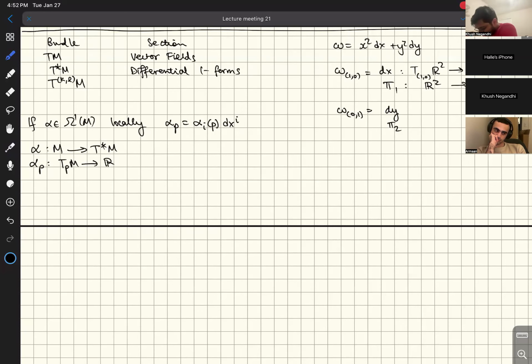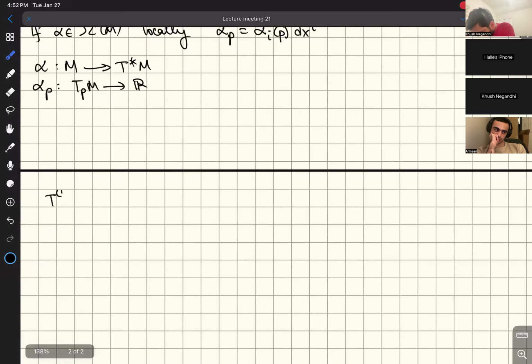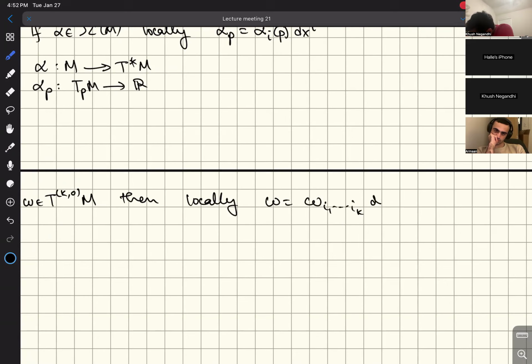So yeah. Let's now actually focus ourselves on the bundle T^{k,0}M. Let's remind ourselves what this bundle actually was. If omega is in this bundle, then locally omega is nothing but an expression of this form: dx^{i_1} tensor ... tensor dx^{i_k}, for some coefficients omega_{i_1} up to omega_{i_k}, right?